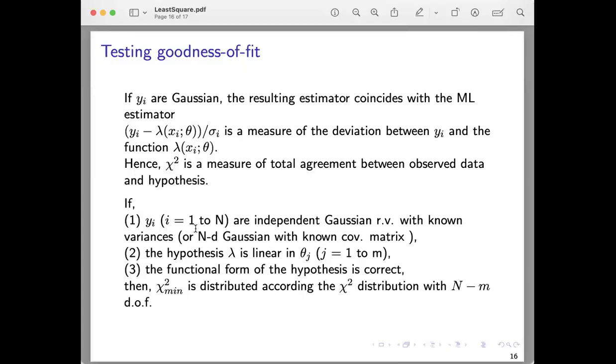Now, if these three conditions are satisfied, meaning if the yi's are independent Gaussian random variables with known variances, or this is an n-dimensional Gaussian with known covariance matrix, and the hypothesis lambda is linear in theta, and the functional form of the hypothesis is correct, then the minimum value of the chi-square is distributed according to the chi-square distribution with n minus m degrees of freedom.